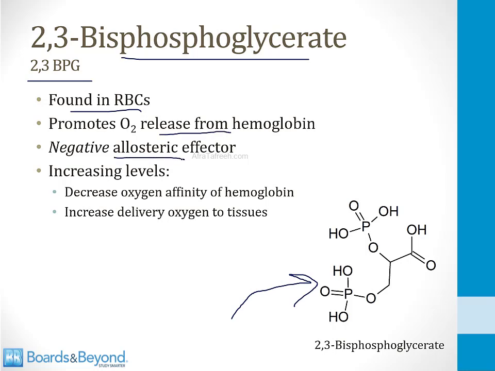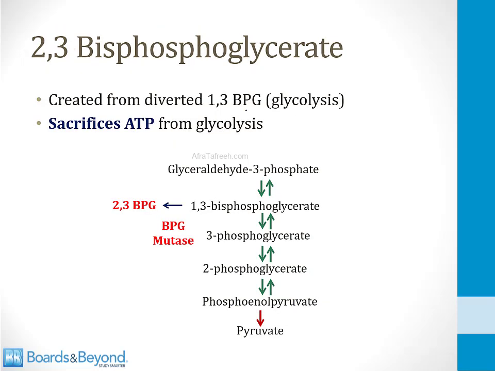It's a negative allosteric effector. This means that when 2,3-BPG binds to hemoglobin, it causes less oxygen to bind. So high levels of 2,3-BPG are associated with decreased oxygen affinity for hemoglobin, and therefore oxygen becomes released and there's more delivery to tissues. 2,3-BPG is created from 1,3-BPG, which is an intermediate in glycolysis.